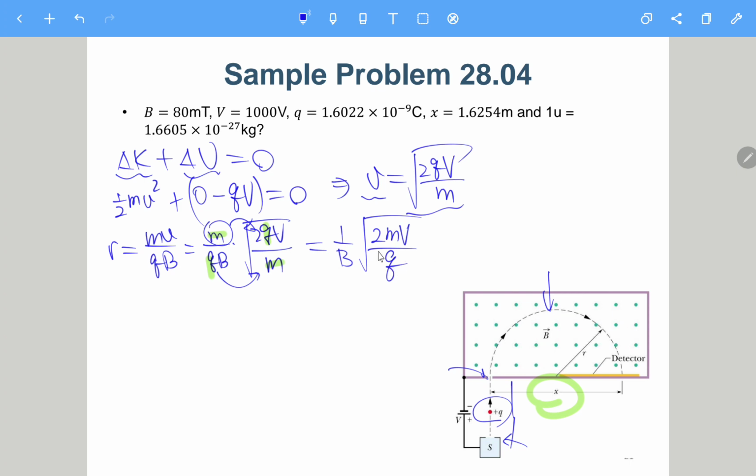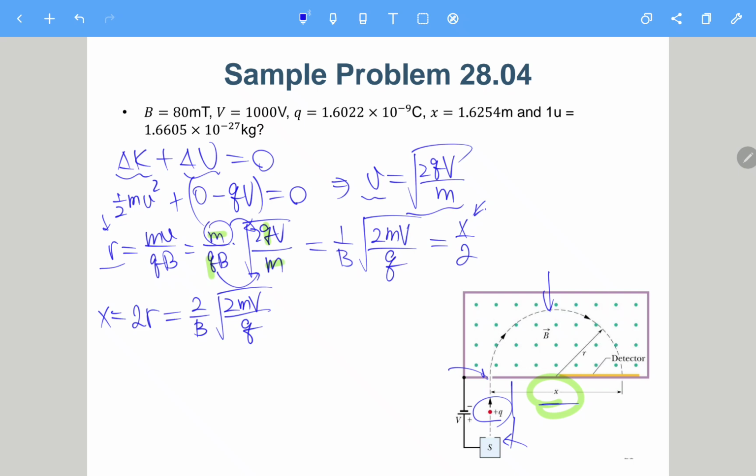And then we also have r is the radius, but here this x is like the diameter, which means that r equals x over 2. So this is the diameter, this is the radius. Okay, so in that case, x will be 2r, which means that it should be 2 over B times the square root of 2mV over q.